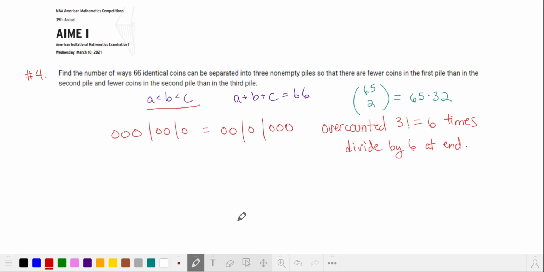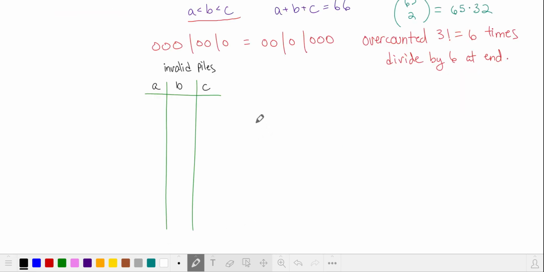We're going to use complementary counting because it's going to be pretty easy to figure out which are the invalid piles. Let's make a table. We'll start with our two smaller piles being equal to each other. Here are a couple of examples of invalid piles, because A is equal to B, and we need A to be strictly less than B. With A and B equal to 21 and C equal to 24, we reach the last example of this case.